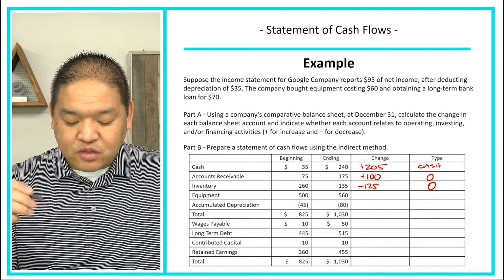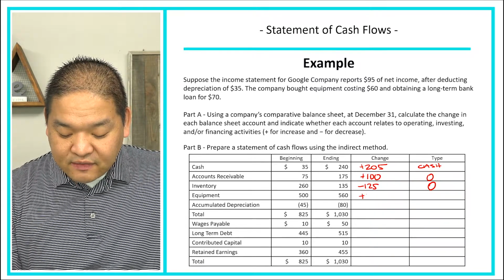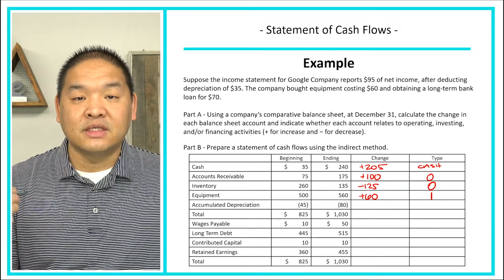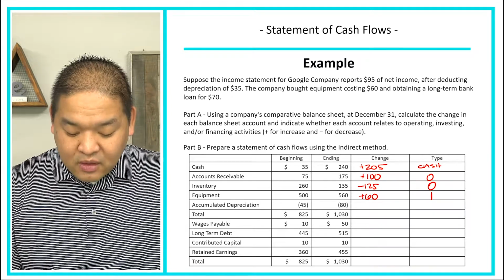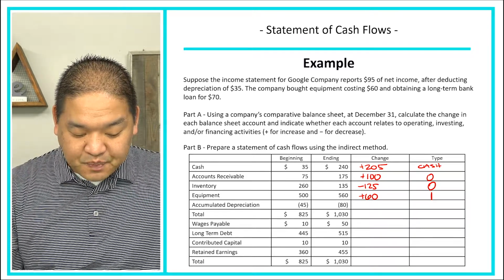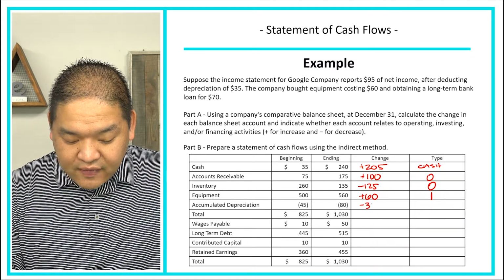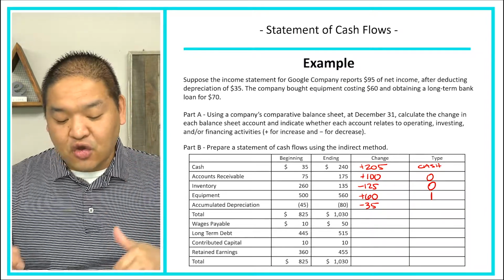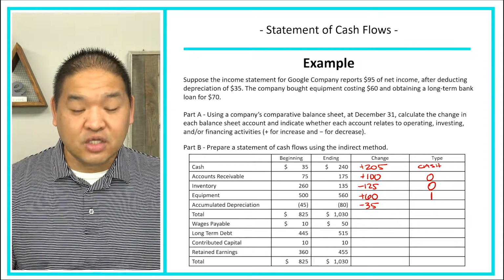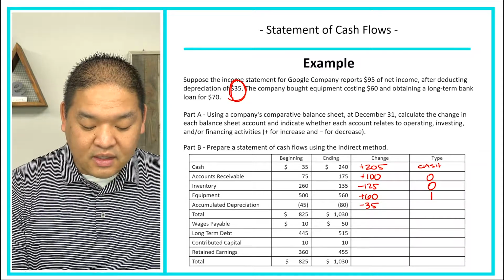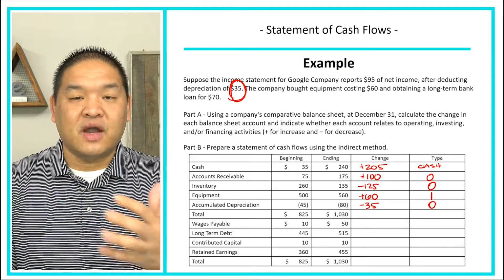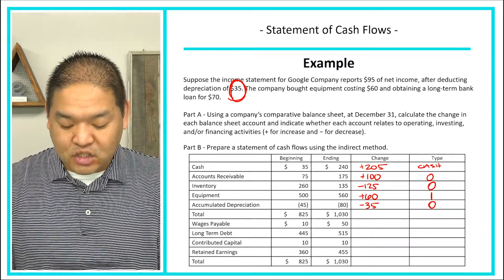Equipment went from 500 to 560. That's a positive 60 change. That's going to go into investing because this is a long-term asset. Accumulated depreciation, minus 35. We really didn't talk about accumulated depreciation. Just know that that is the depreciation that we've talked about up here. So minus 35, it will go in the operating section. We'll talk about that when we do the operating section.